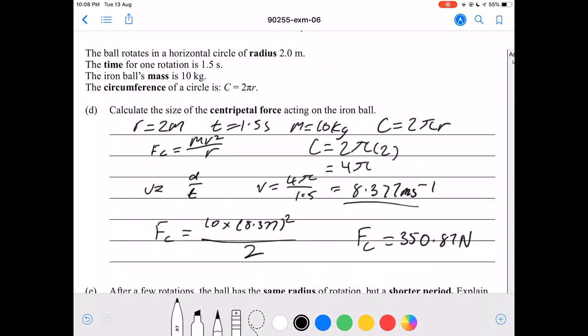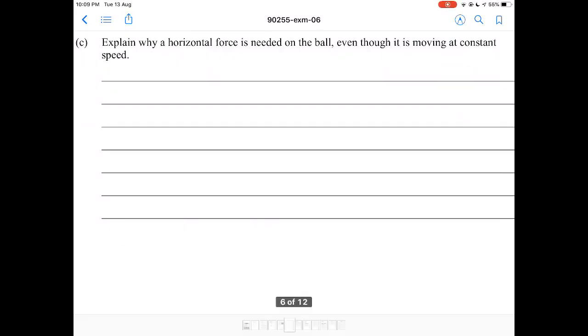For the next clip, I'm going to be showing you some more discussion type questions that they will throw at you. So, next video. This is a really important application type question. Explain why a horizontal force is needed on the ball, even though it was moving at a constant speed.